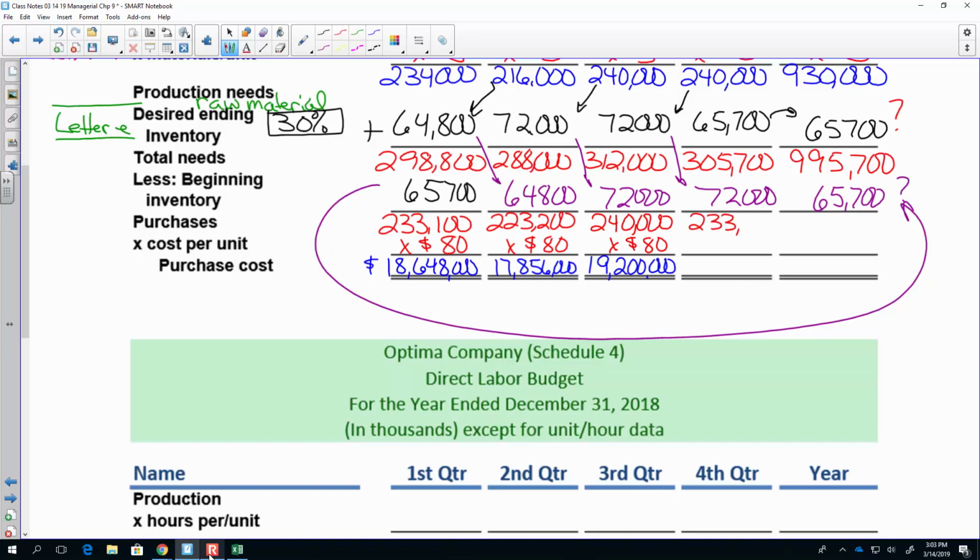Wouldn't Excel be nice to have right about now? Just saying. This is a tedious, time-consuming task. Guys, am I doing okay here? Yep. Looks like the numbers are okay.